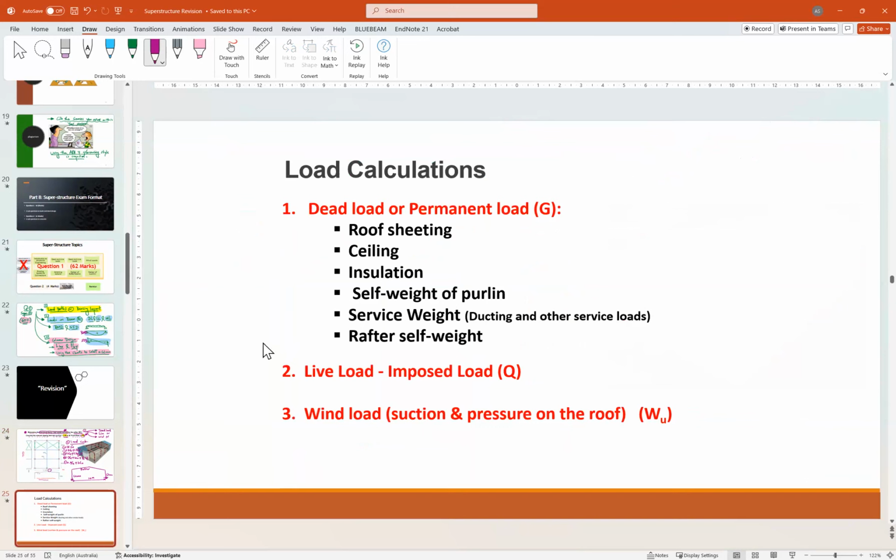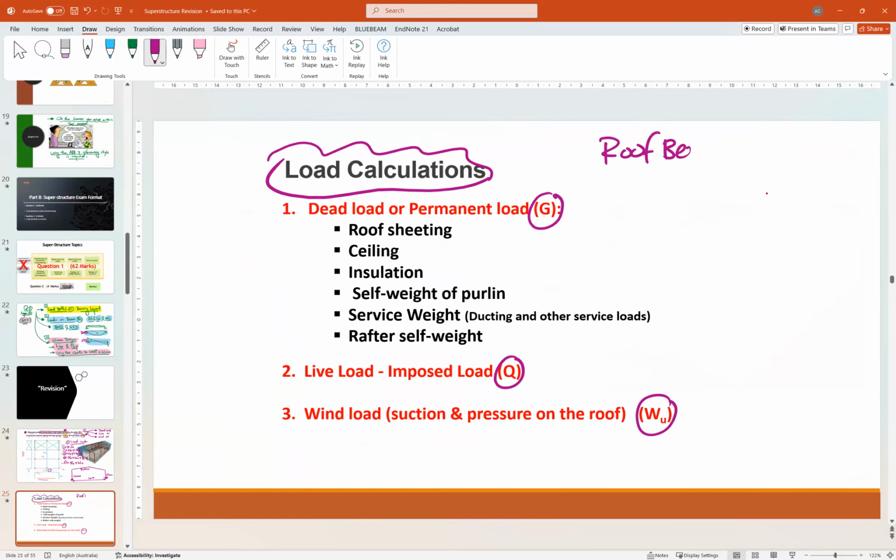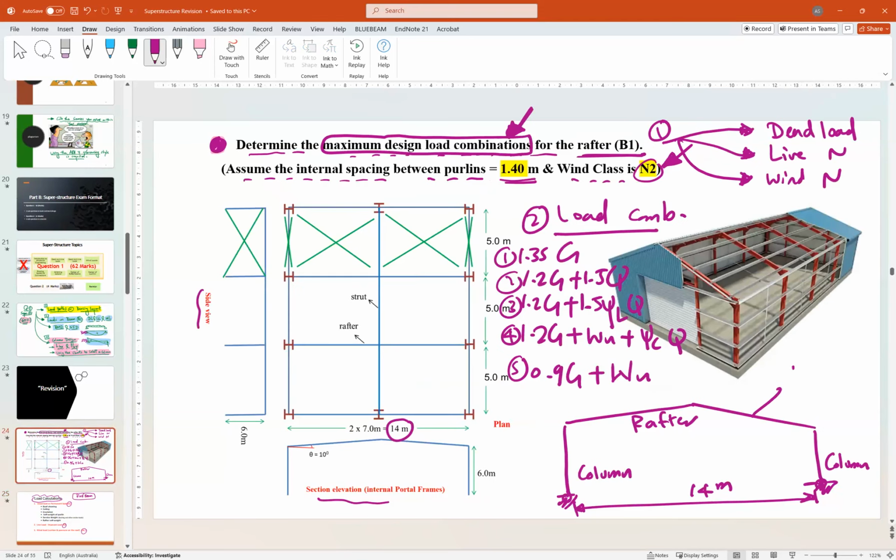Okay, so let's start with the load calculation part. The loads we have in this example are dead load, live load, and wind load. For the dead load, what are the components of the dead load? For a roof beam. This is a roof beam, not a floor beam. How do I know it is a roof beam? Because this is the roof.